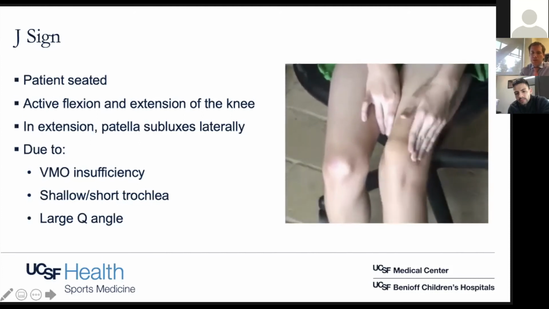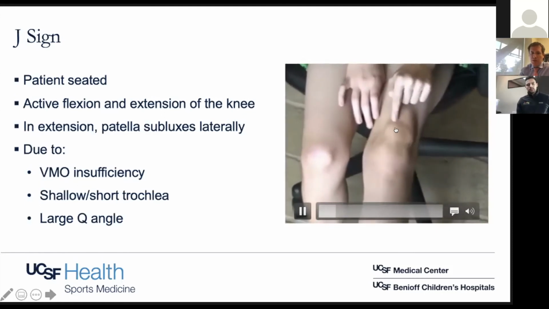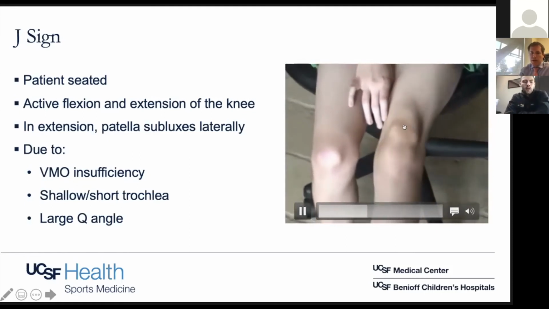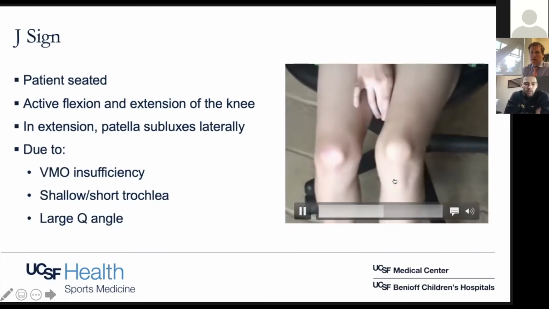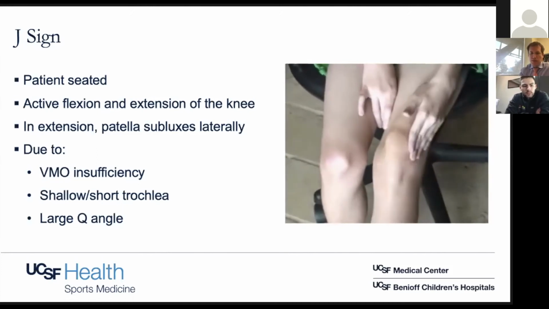And then these patients are a setup for recurrent instability because her patella is lateral in extension, and when she flexes down suddenly, it may not find the groove and then may stay out and be dislocated.